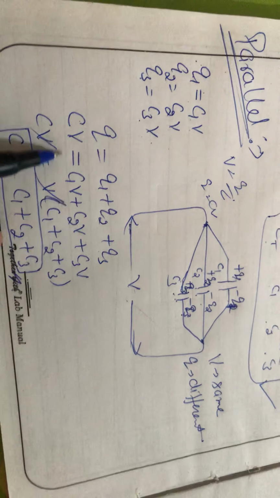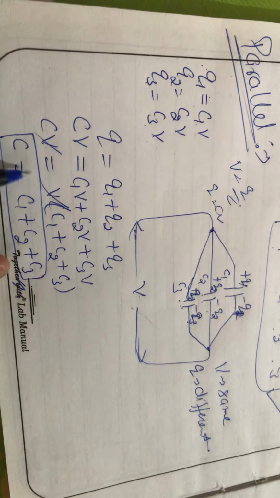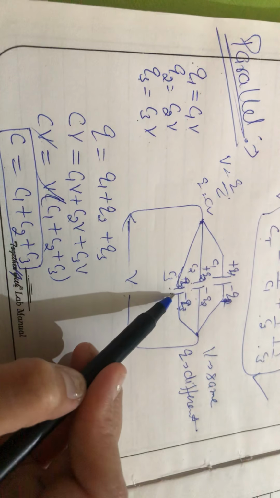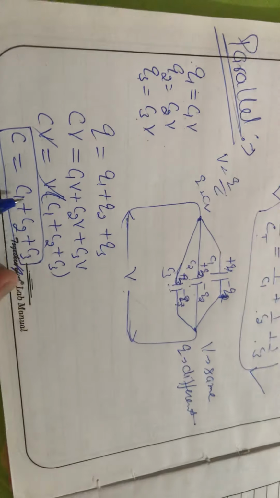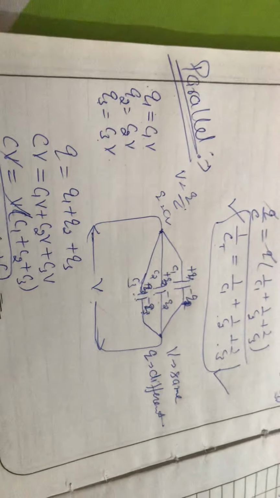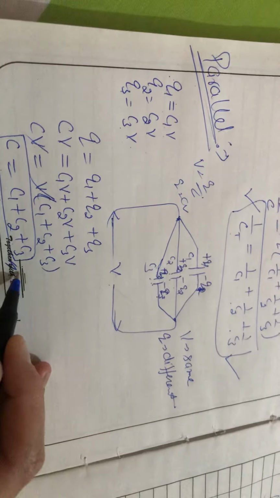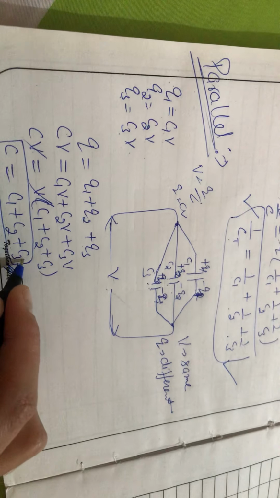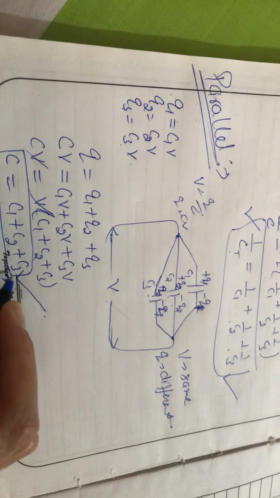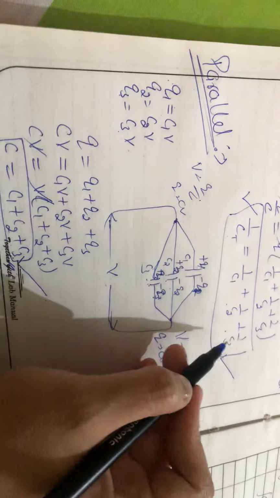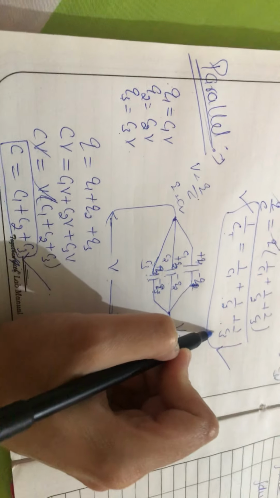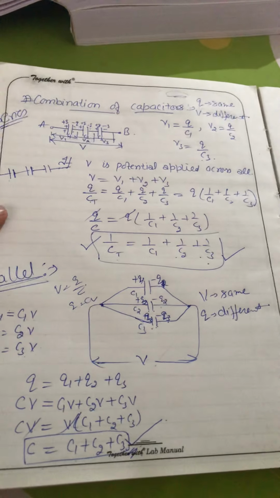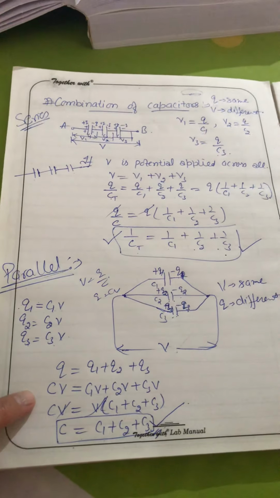Put the formula, V is the same, so it cancels out, and the total capacitance when capacitors are joined in parallel will be C1 plus C2 plus C3. So from these two cases we can see that when capacitors are joined in parallel, their capacitance will increase because it is directly adding, and in series their capacitance will reduce. So this is the series combination as well as the parallel combination.